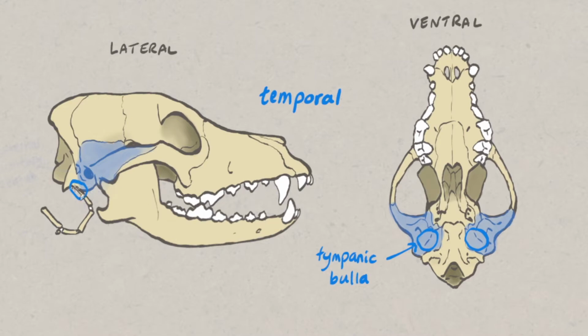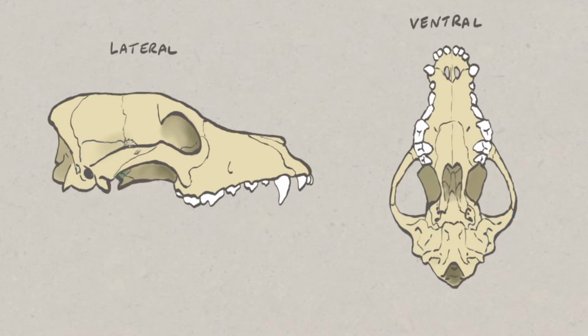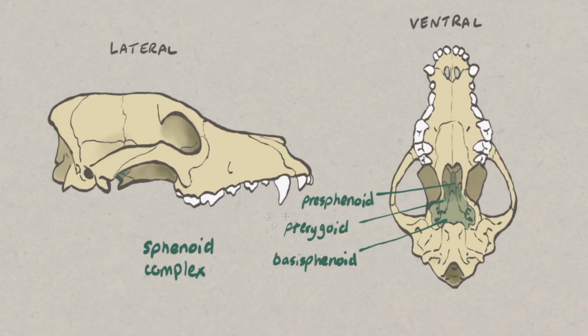The floor of the cranial cavity is formed by the sphenoid, which is often known as the sphenoid complex as it is formed by smaller bones which fuse together. Many blood vessels and major nerves pass through various foraminae, or holes, in this bone.